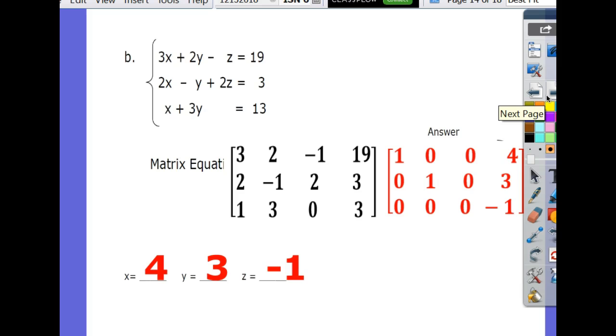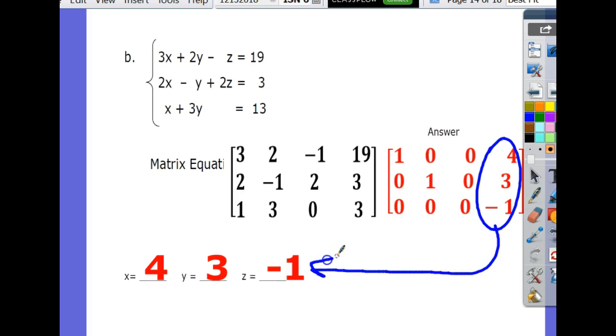This is what you should have gotten for the answer. This is your answer column. This is your X, your Y, and your Z. If you didn't get that, then you need to go back and check your matrix. Probably you entered in a number incorrectly.